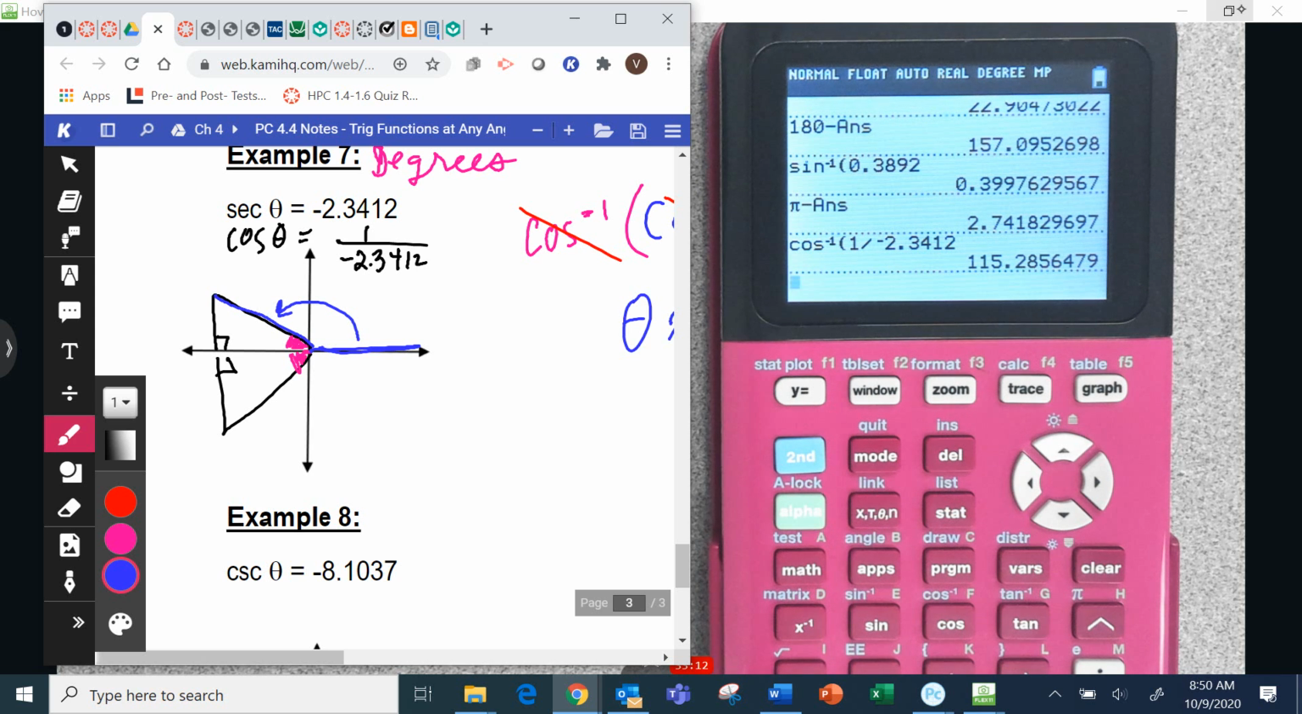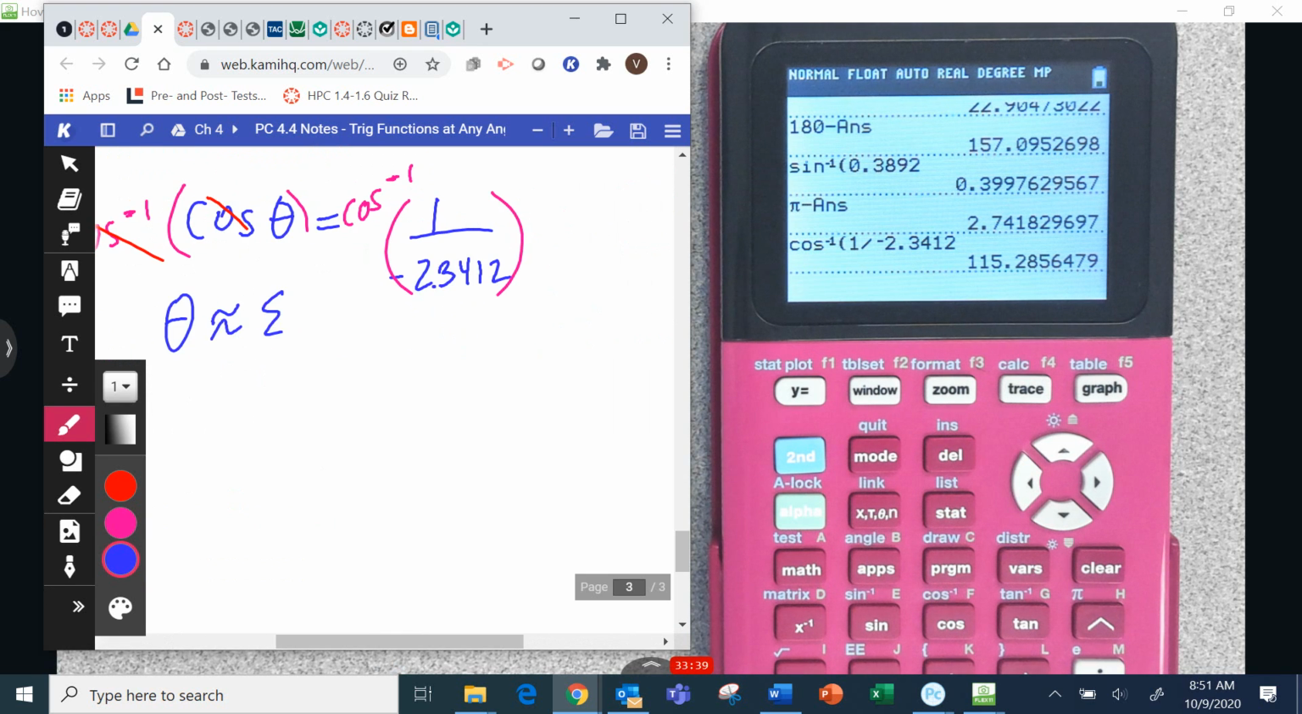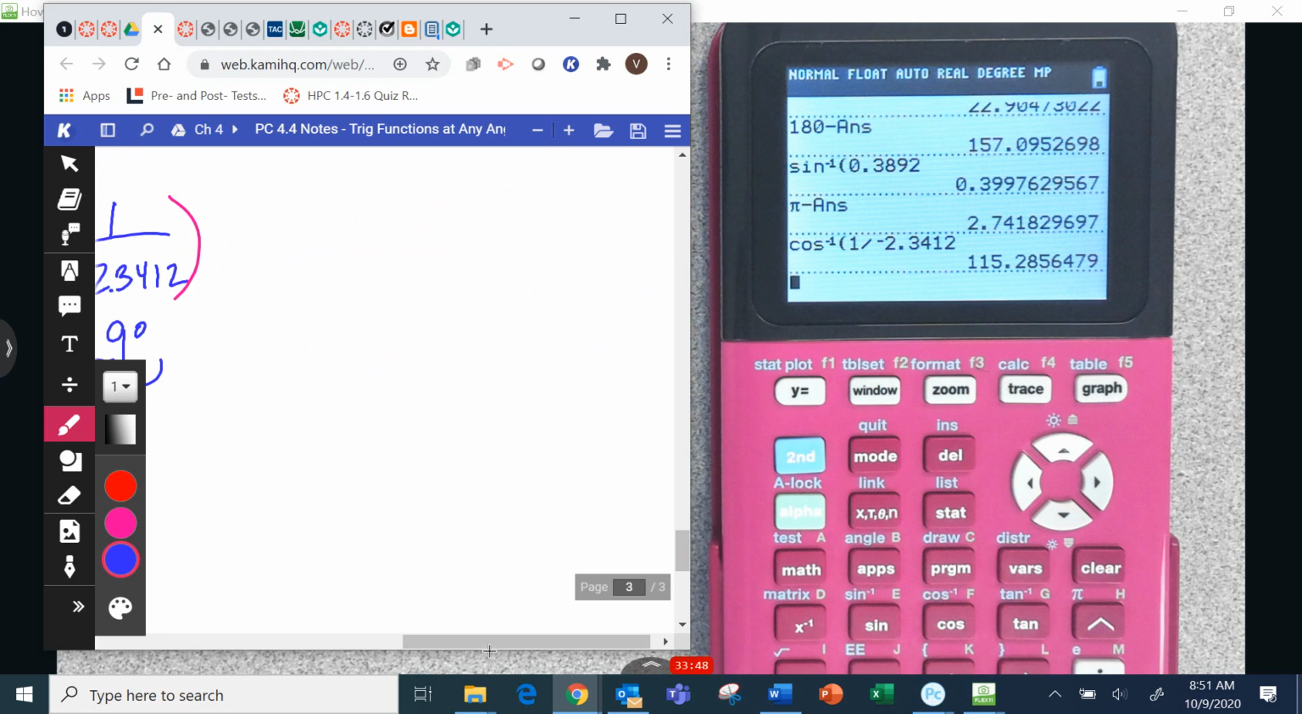All right, so I got about 115.29. Is that the reference angle? No. The reference angle has to be less than 90, so what is that number? That's our first answer. You see 115? That's in the second quadrant, right? Yeah, that's the first answer. So 115.29 degrees is our first answer.